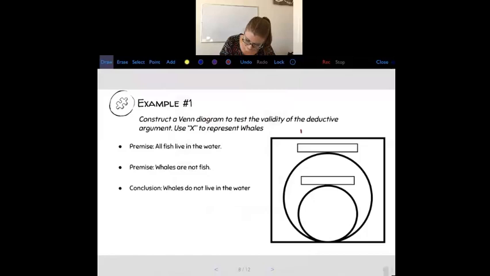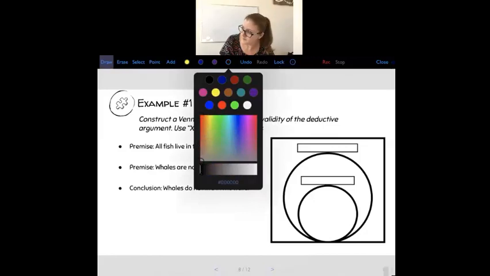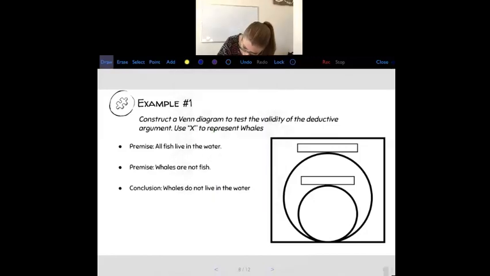If you said fish lives in water, this means that everything that lives in water is a fish, which is not what the first premise says. So it was the other way around. This is lives in water. Should use a different color. And then fish.